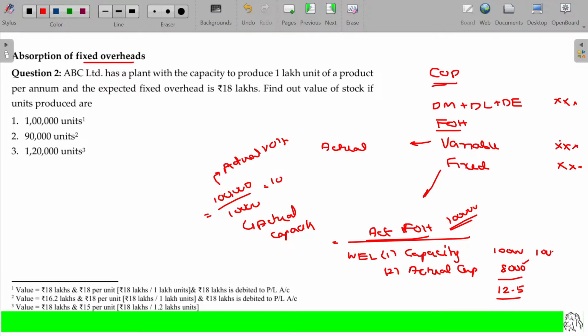Suppose full capacity is 10,000, actual is 12,000. Now, how can you divide? 1 lakh divided by 10,000. Between these two, whichever is lower will be the denominator value. So, 1 lakh divided by 10,000, 10 rupees is the fixed overhead. After calculating, if you add, then this is called cost of production. Prime cost and variable overhead can be taken based on the actual capacity, but while calculating the fixed overhead per unit, you have to take whichever is lower of system capacity, full capacity, and actual capacity utilized.